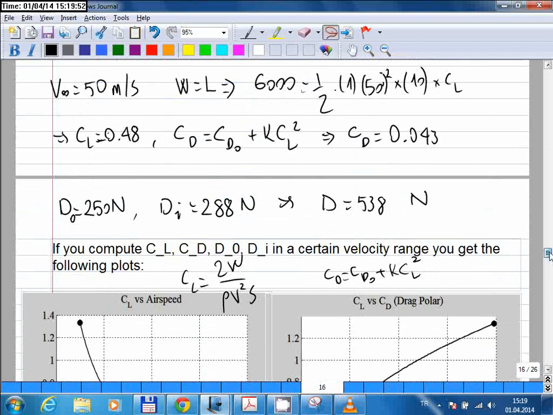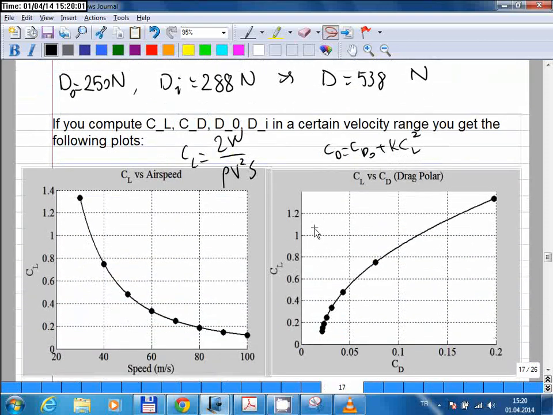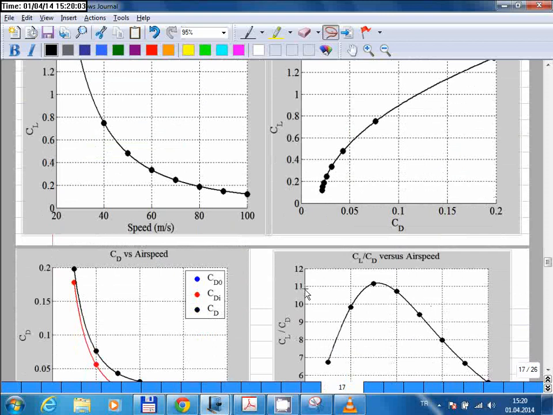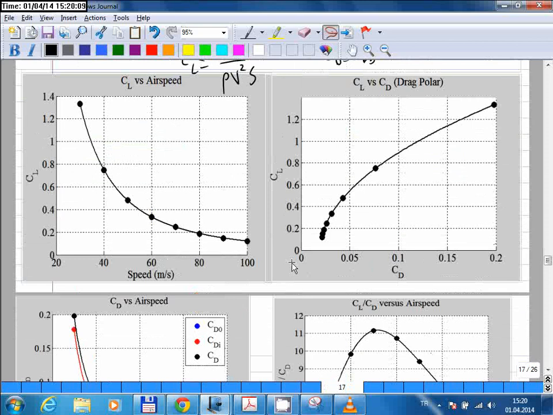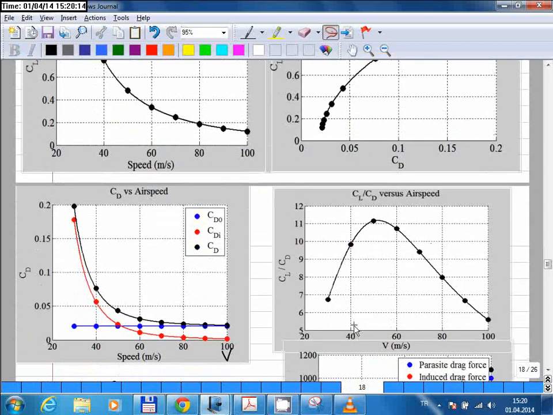We calculated all these values for two different speeds, 30 meters per second and 50 meters per second. And I said that if you keep doing that for other speeds as well, you find the CL value and CD value for each flight speed, and then the ratio of these two numbers for each flight speed. In this example, if you plot the ratio, this is what you get. For this example, we see that the maximum is obtained here, somewhere around 50 meters per second for this aircraft.